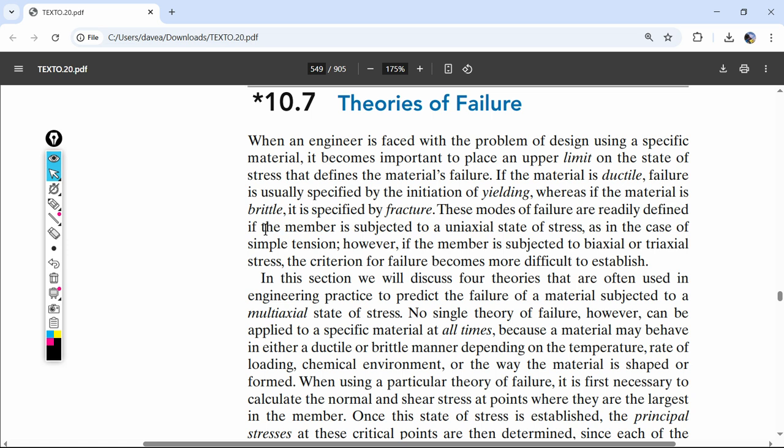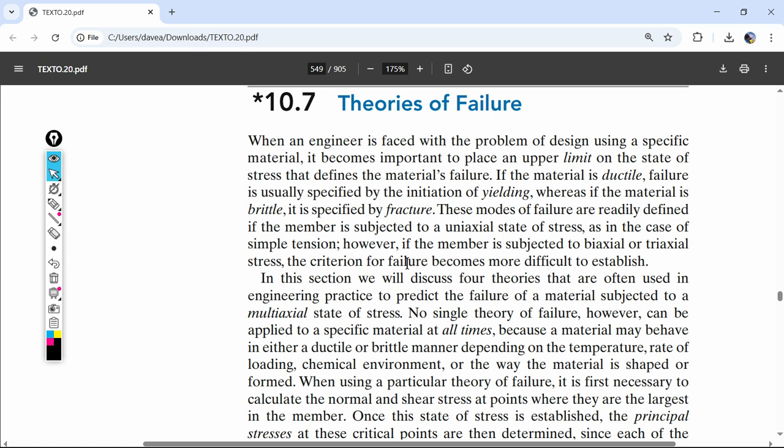And here's why they're defined. If the member is subject to very basic states of stress, uniaxial states of stress, just pulling apart on something, or compressing something in one direction, that's uniaxial, one direction, as in the case of simple tension.